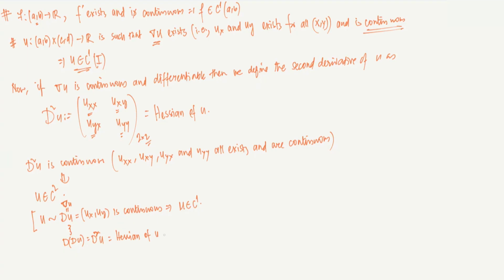Now, this d2 of u is again a function, and if d2 of u is continuous, then we call u a twice continuously differentiable function, so u is c2. C2 means twice continuously differentiable function. I hope you have understood what's happening here. So let's take a small example and see how to calculate d2u.